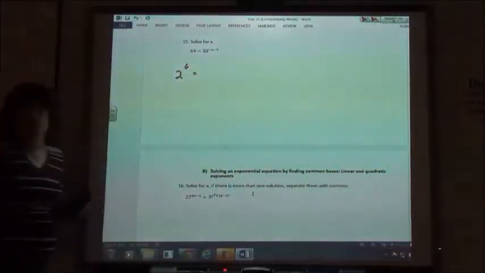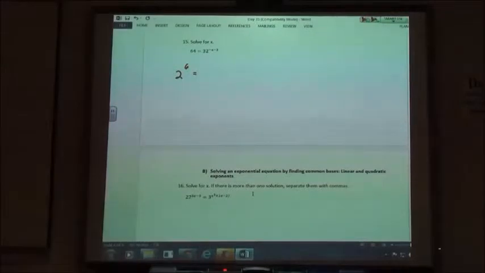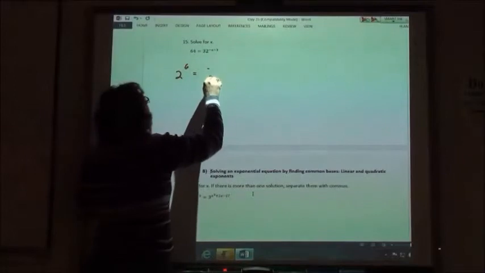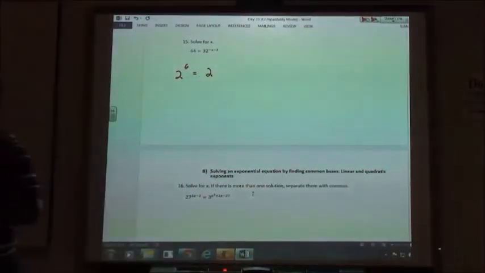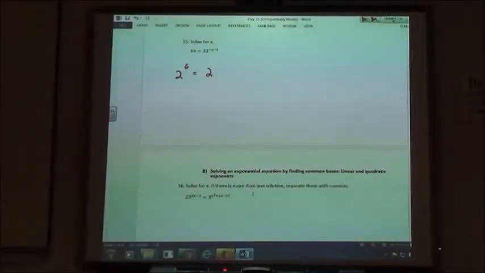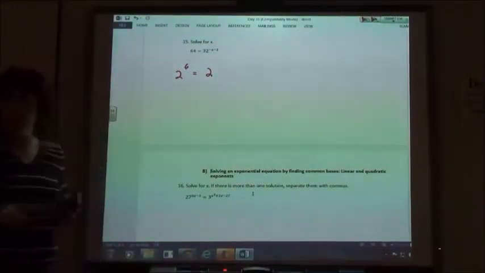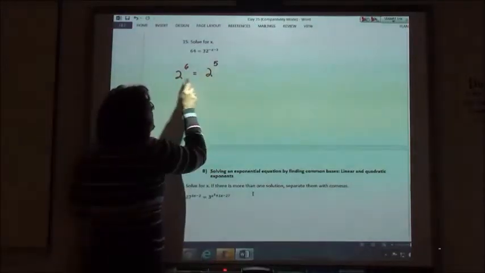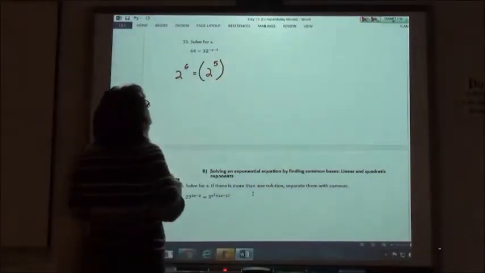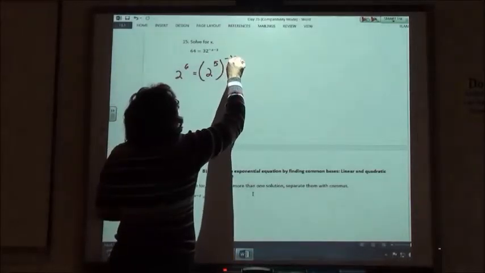How about 32? 2 to the 3rd? What's 2 to the 3rd? It equals 8. Too small, so try a bigger one. Oh, 2 to the 5th. Okay, so now we got them both with 2's, right? 2 to the 6th is 64, 2 to the 5th is 32.